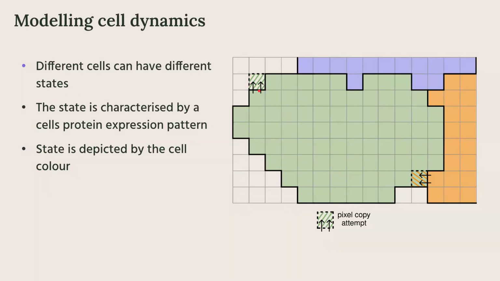And you'll see that these different cells have different colors, and that color is determined by the state of the cell. And the state is determined by what proteins the cell is expressing. So essentially it's protein expression pattern.